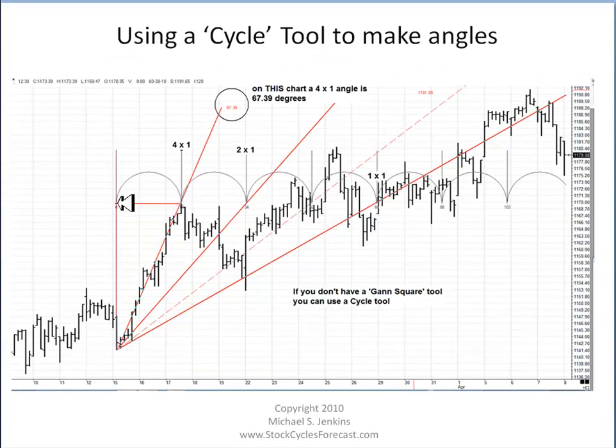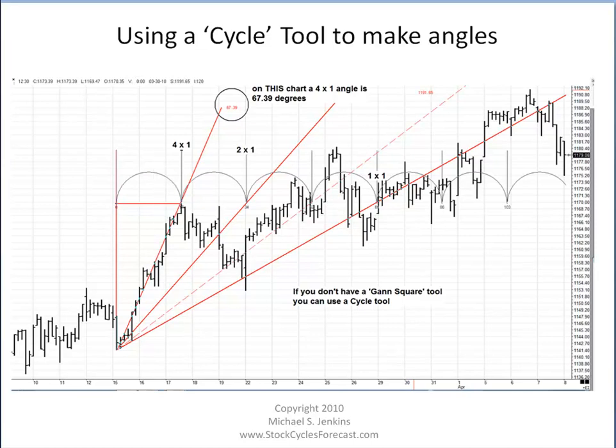So all you have to do is pop on a vertical line over your low, take your cycle finder tool and measure over to the first top. Then the second top would be your 2x1 angle. Then you double that to the 4th angle, and that's where your 1x1 comes through. So we can see at this level of the top, we just draw our angles up through these various types. So you can do that with a cycle finder tool.